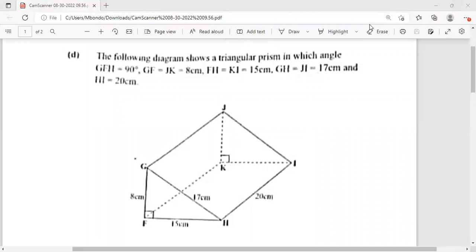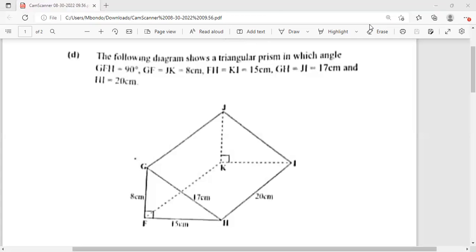Welcome, guys. So we have this question. We want to see how we can find the total surface area of a triangular prism as well as the volume. Okay, so we can start with the first question. There are actually two. On both of them, we are going to cover total surface area and volume. So we can begin with the first one, and it reads as follows.